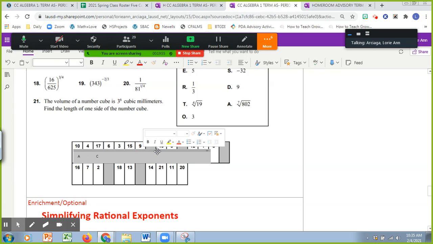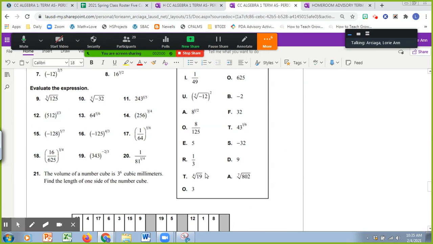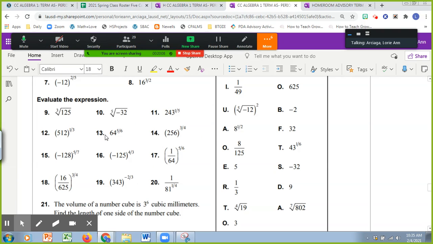Okay, let's look at some of the examples in the puzzle that we just worked on right now. Let me see. Can I zoom in? Okay, let's try number 13. Find the answer to number 13. How would you do that? So for number 13, you have 64 raised to 5 over 6. So this means you're getting the 6th root of 64, and then you're raising that to the 5th power.